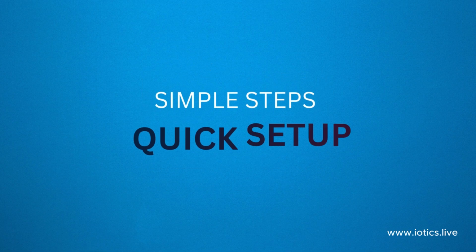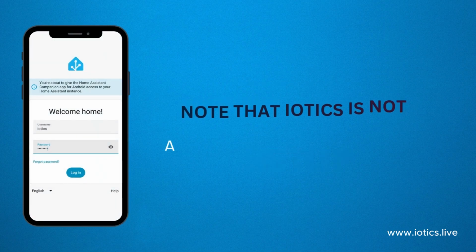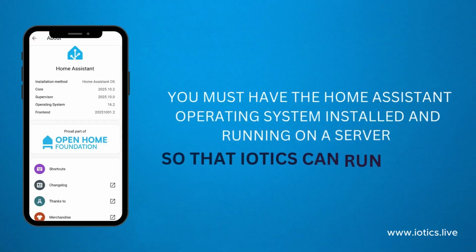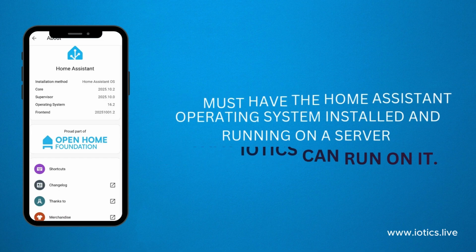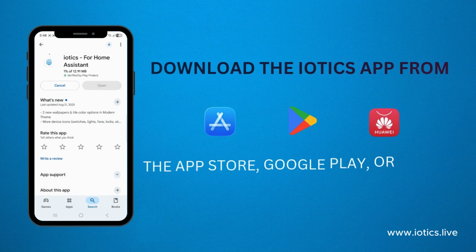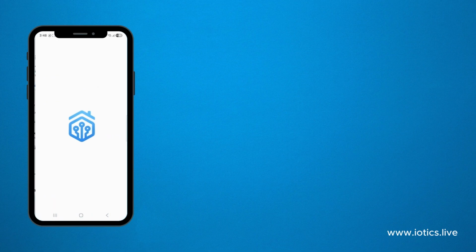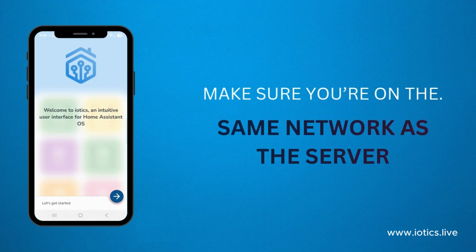Simple steps, quick setup. Note that Iotics is not a standalone application. You must have the Home Assistant operating system installed and running on a server so that Iotics can run on it. Download the Iotics app from the App Store, Google Play, or Huawei App Gallery on your phone or tablet. Then open it and make sure you're on the same network as the server.